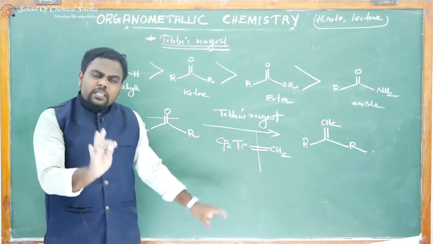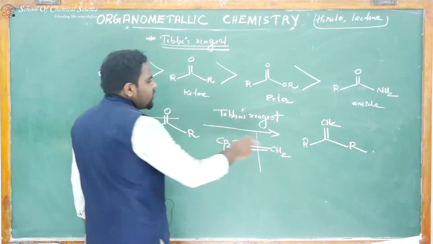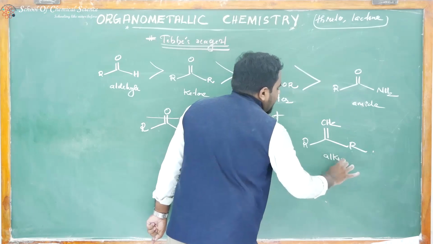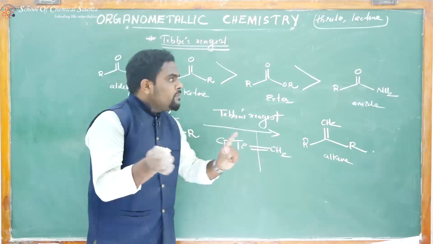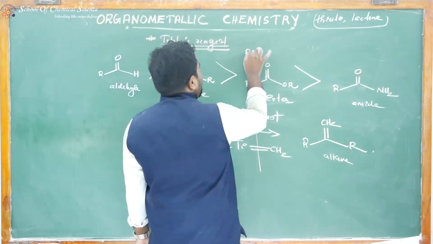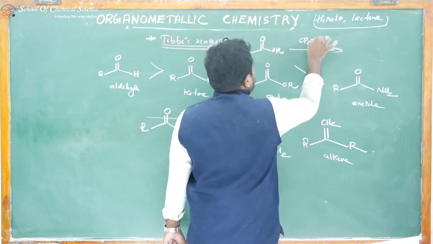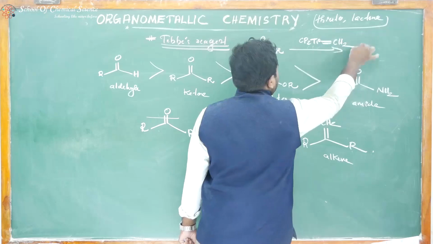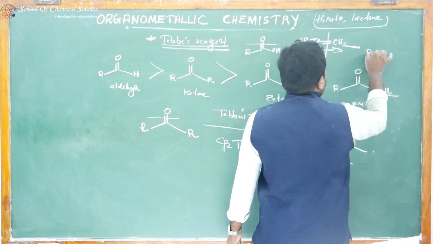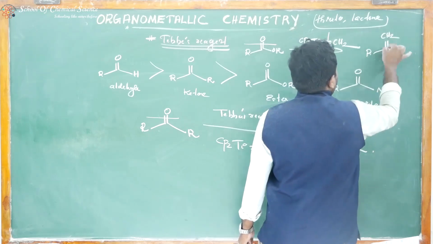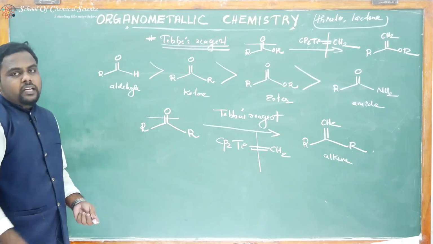Petasis is the same. Grubbs reagent is the same. So these are reactions similar to the Wittig. A ketone will be converted into an alkene. You can use an aldehyde, a ketone, or an ester, and it is the same reaction. For example, an ester RC=OR on reaction with Cp2Ti=CH2: how can you write the product? Cut and paste. So RC(=CH2)OR will be your product. Ester also gives the same reaction.